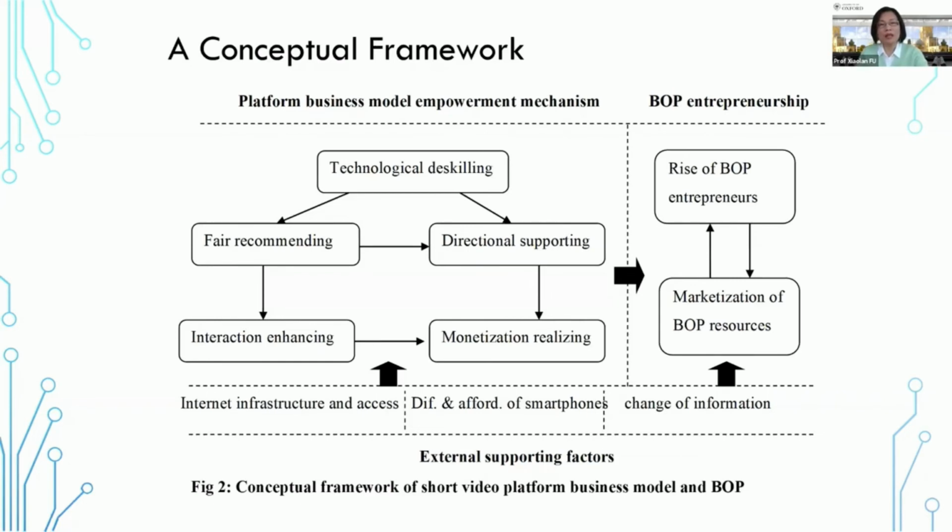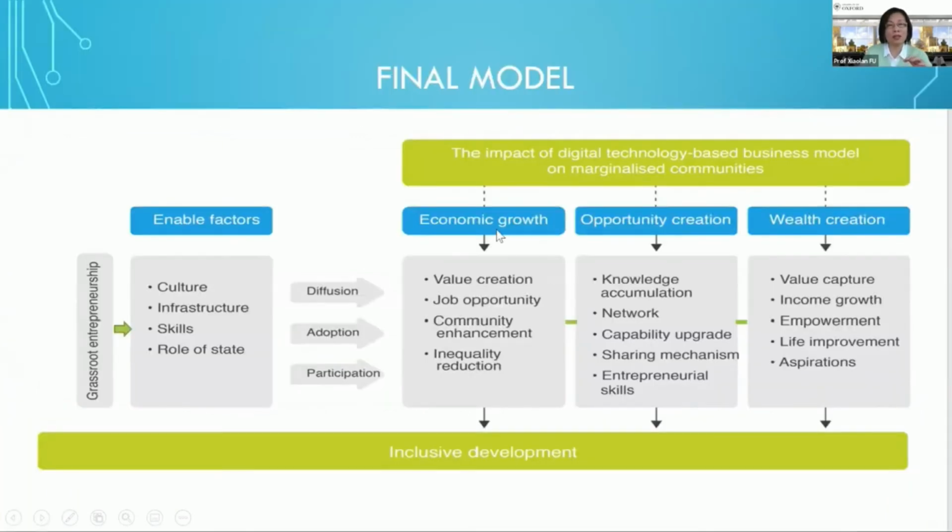So all these lead us to build a conceptual framework with the enabling factors at the bottom, with the 5 mechanisms to ensure the inclusiveness, and the outcome is to give rise to entrepreneurship at the base of the pyramid and the marketization of the resources at the base of the pyramid. And also we see benefits from economic growth and opportunity creation, and also wealth creation for the people at the base of the pyramid. So these are the findings from the case study in China.